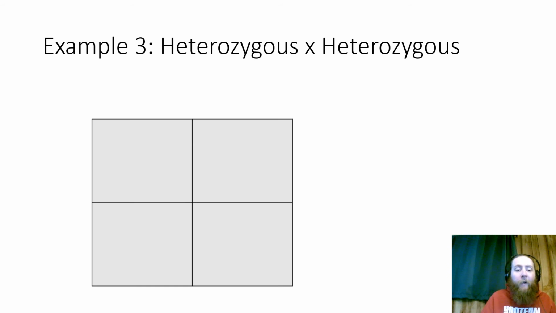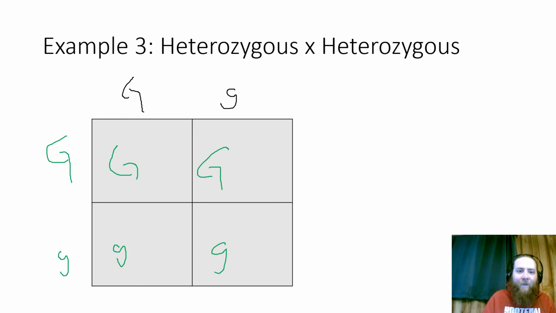All right, now we have 2 heterozygotes. We have big G, little g, and big G, little g. And once again, we're going to drag these across. Big G, little g, little g. Pull this big G down, big G. Pull this little g down, little g, little g.